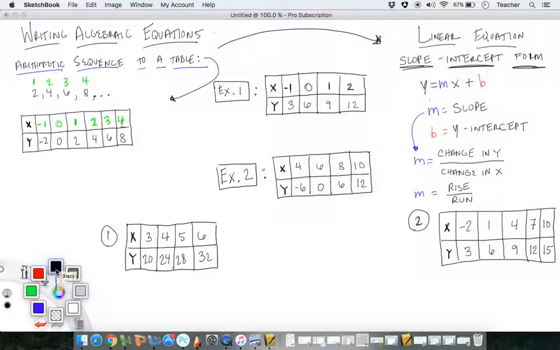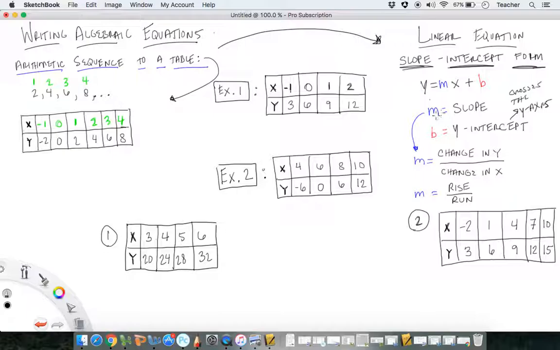Now I also want to make reference to the fact that the y-intercept is where it crosses the y-axis, and that'll become important when we discuss some of these tables, and we'll look at that.